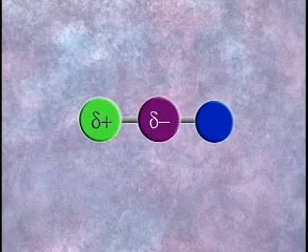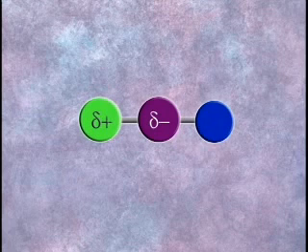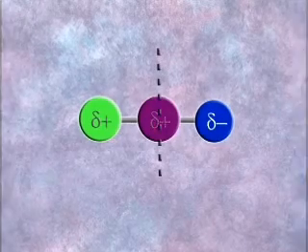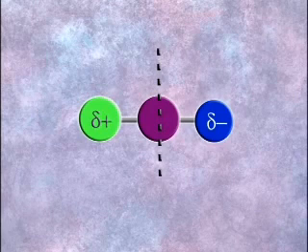HCN has carbon as the central atom. Both the hydrogen-carbon bond and the carbon-nitrogen bond would be polar. In the hydrogen-carbon bond, the hydrogen would get the partial positive charge. In the carbon-nitrogen bond, the carbon would get the positive charge. This puts enough positive charge on one end and negative charge on the other end.